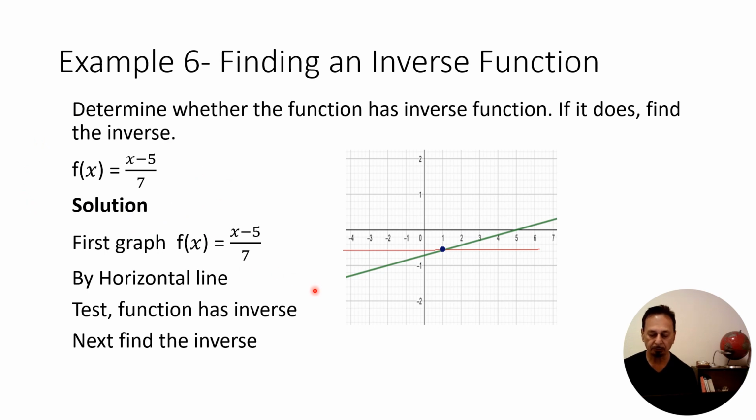Now I will apply the horizontal line test. In order to do that, I need to draw a line and check how many points the horizontal line intersects the graph. So it looks like no matter where I draw the horizontal line, it will intersect the graph at one point. So by the horizontal line test, I can say that this function does have an inverse.